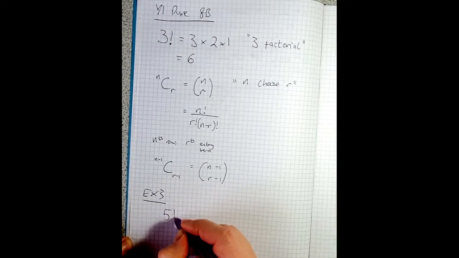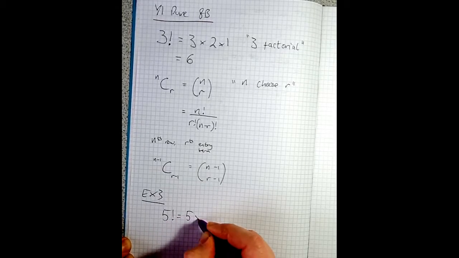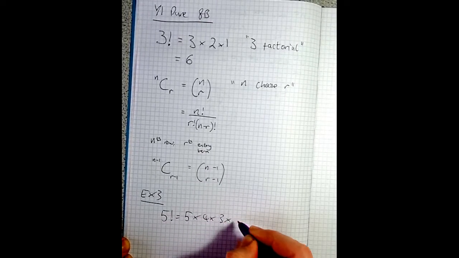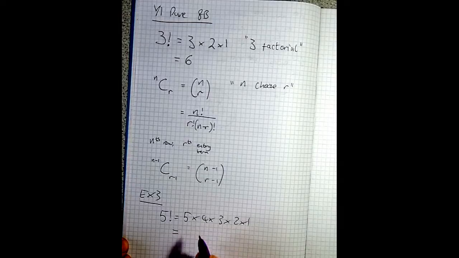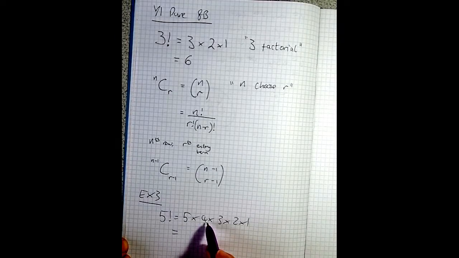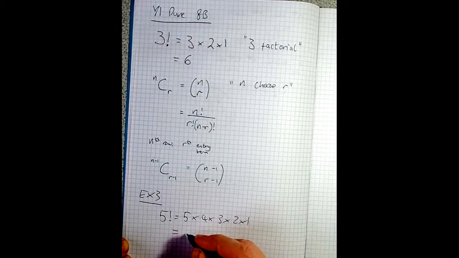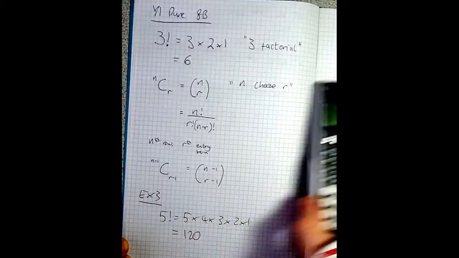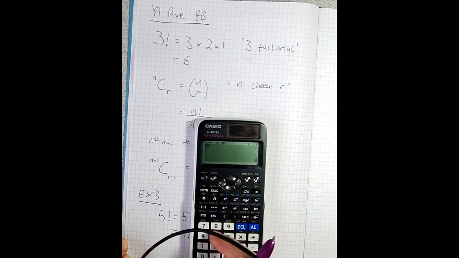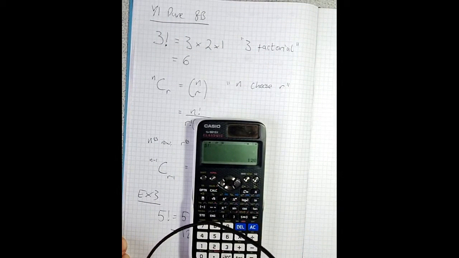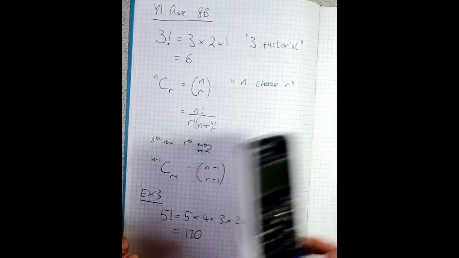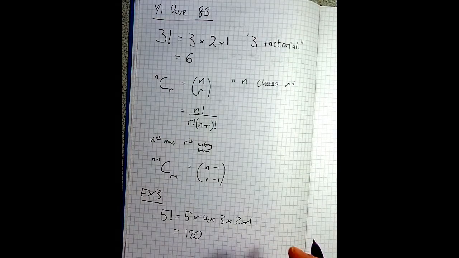5 factorial, well that's just 5 times 4 times 3 times 2 times 1, 20 times 3, 60 times 2, 120. Of course, you can check 5 factorial, 120. Work out 5c2.